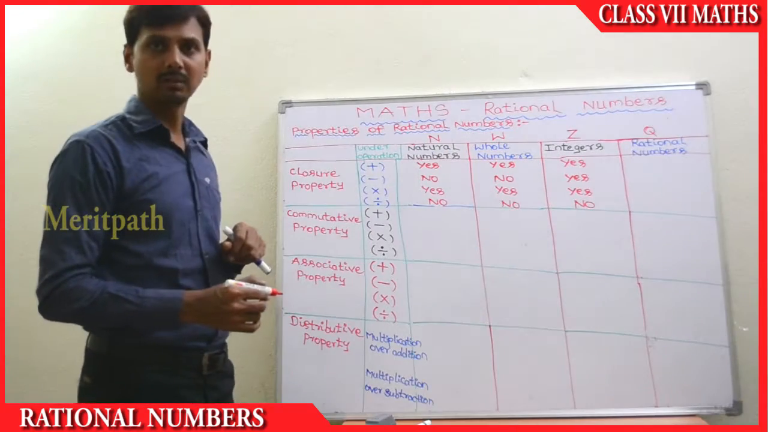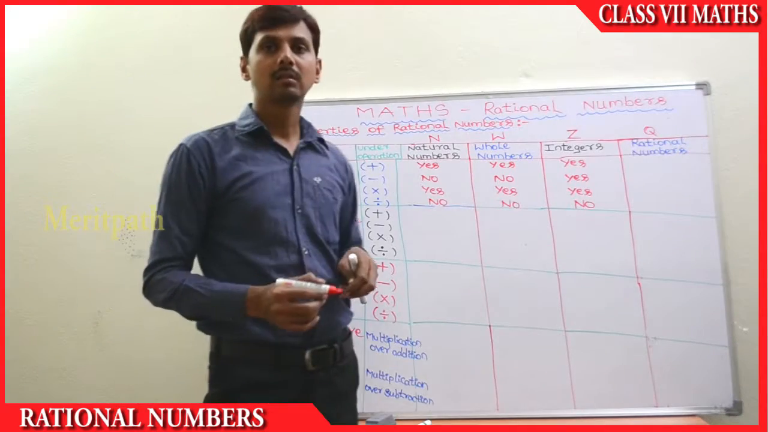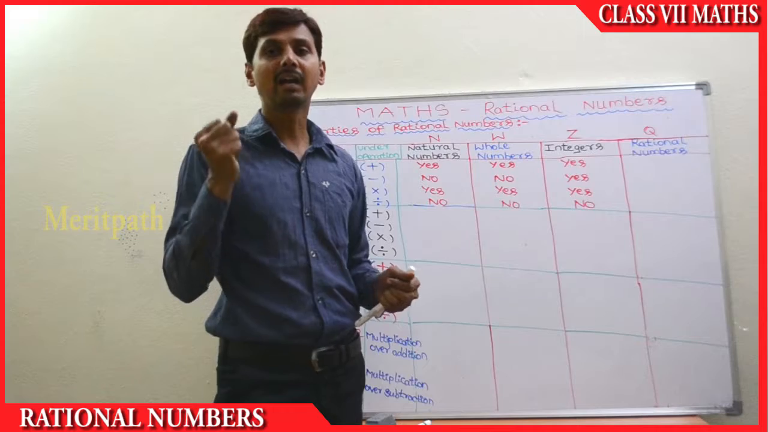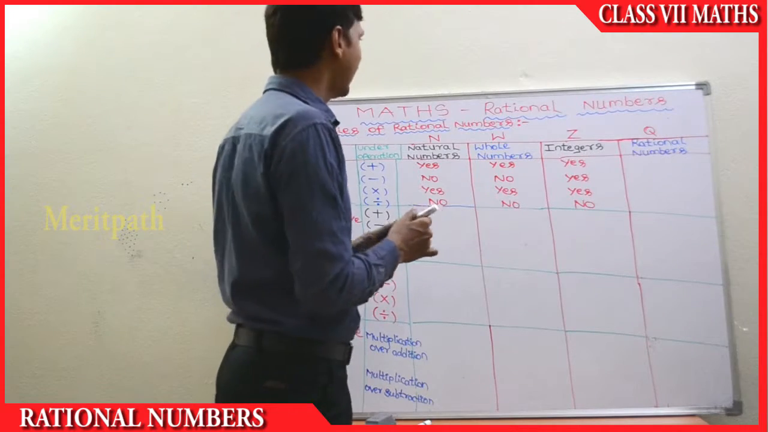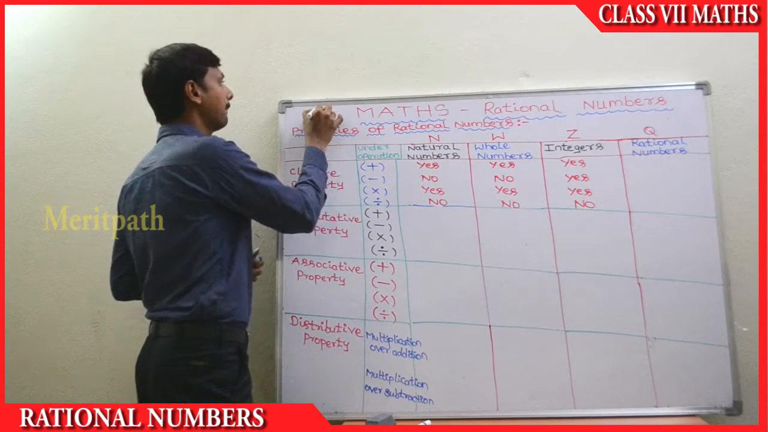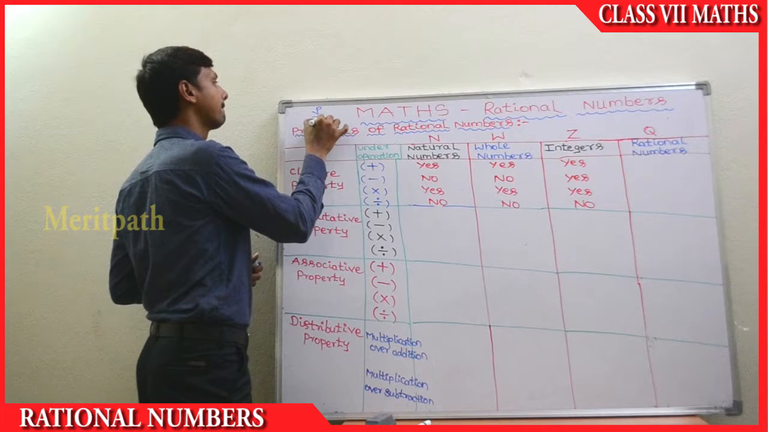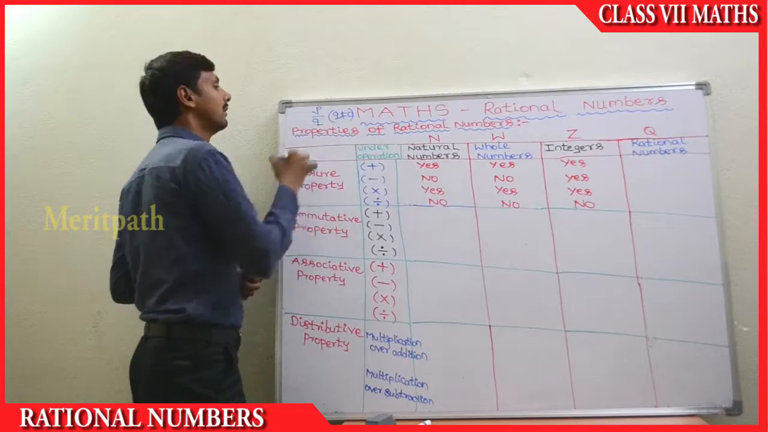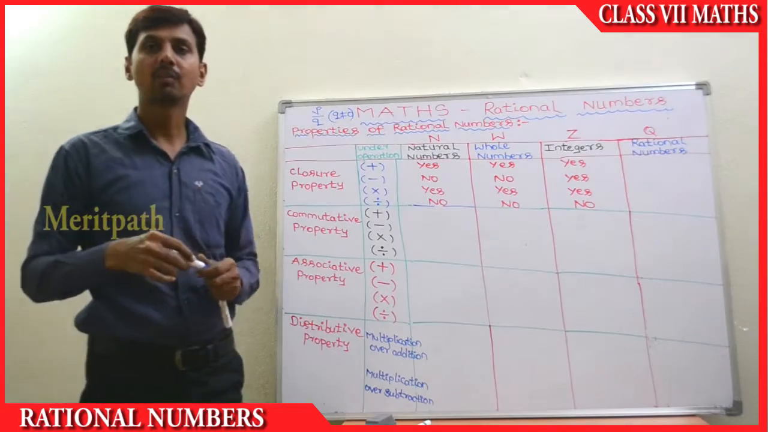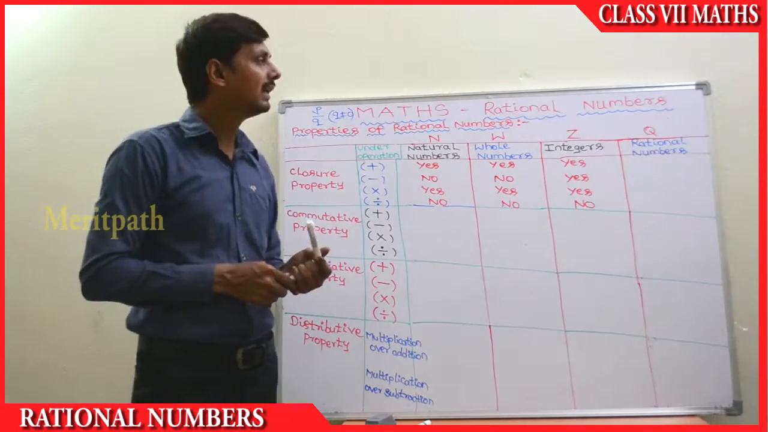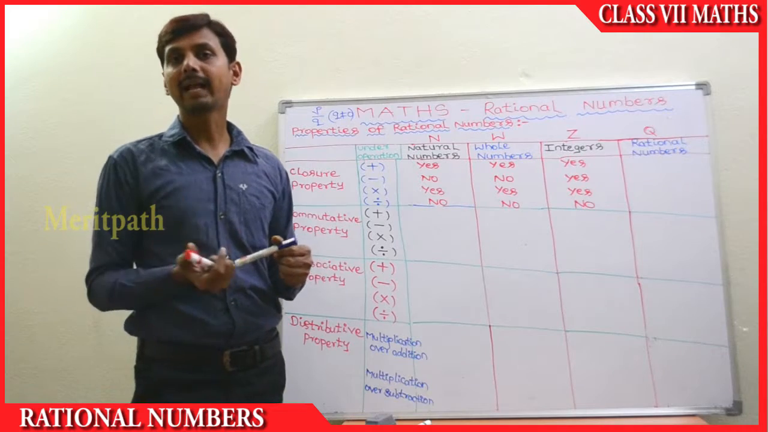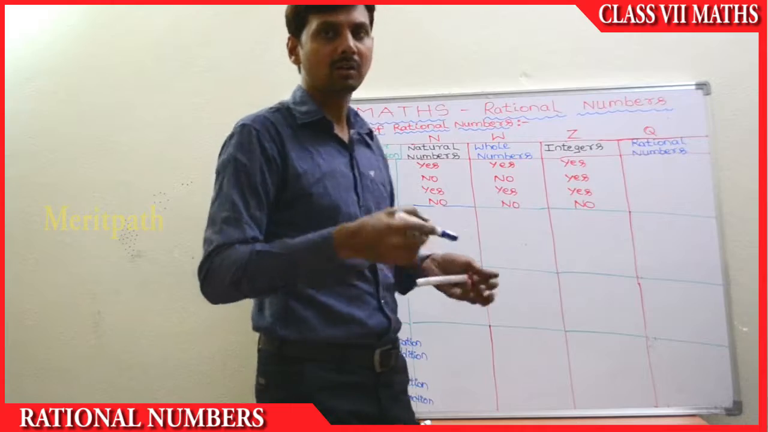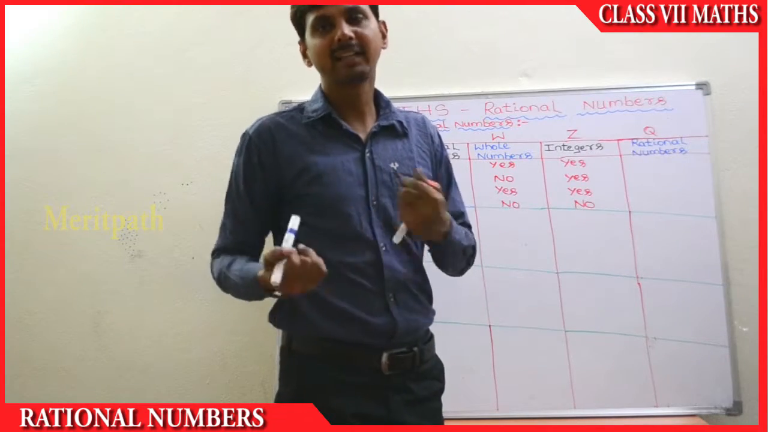So the rational numbers, we have discussed about the rational numbers, the number which is in the form of p by q, where q not equals to 0. Let's write here p by q, where q not equals to 0. It's called a rational number. So we can take any two fractions and add them, and we need to get a rational number only.